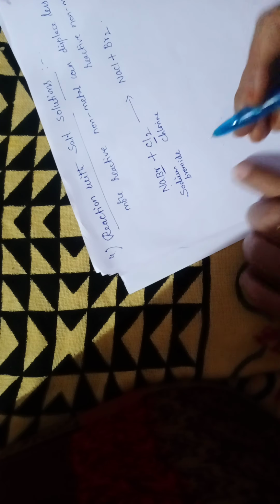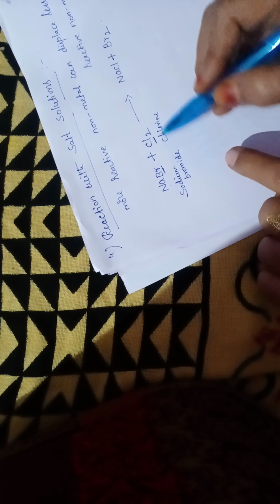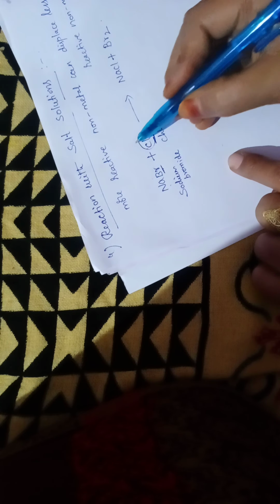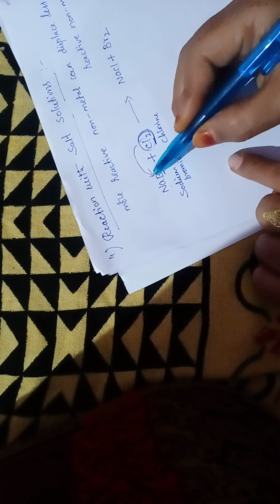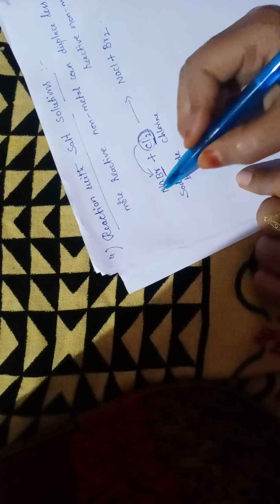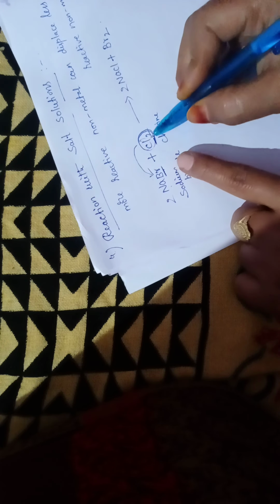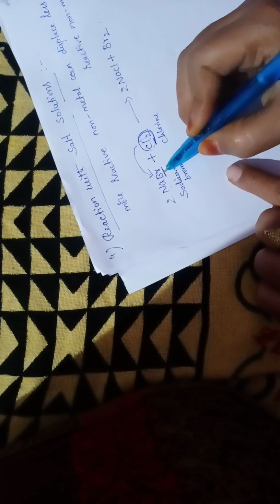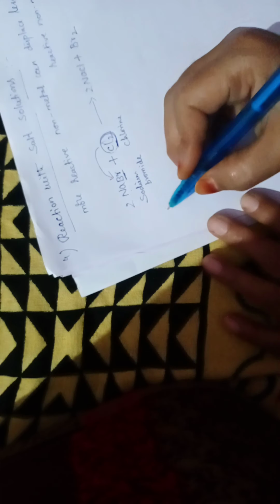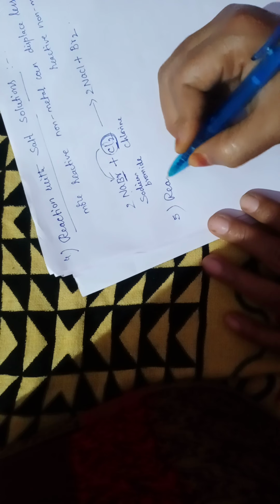So in this reaction, what happens? A more reactive non-metal, which is more reactive here? Chlorine is more reactive than bromine. So this chlorine displaces bromine and sends that bromine outside. Clear? So here a more reactive non-metal can displace the less reactive non-metal, like displacement.